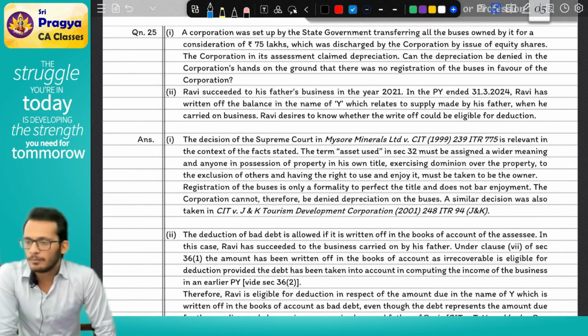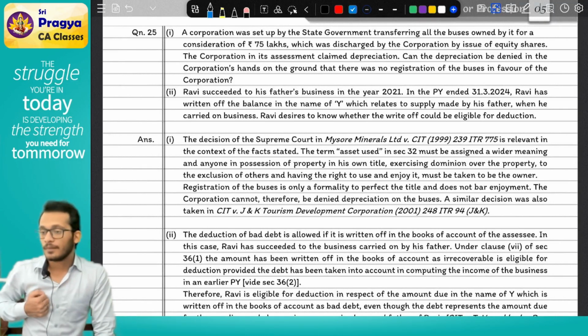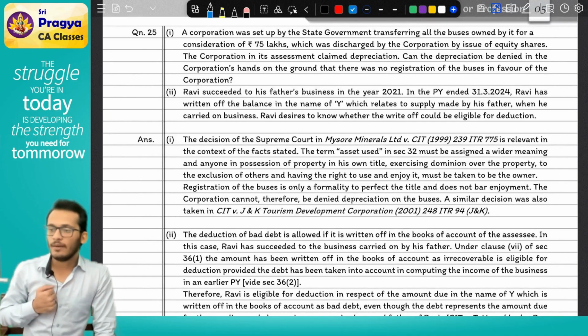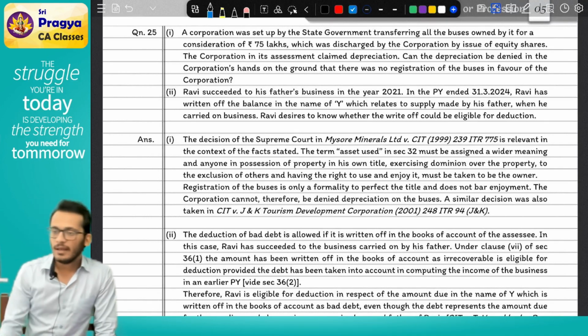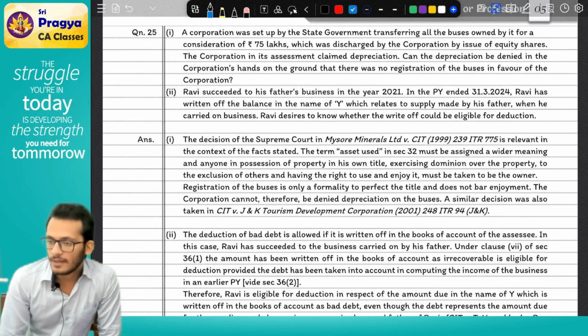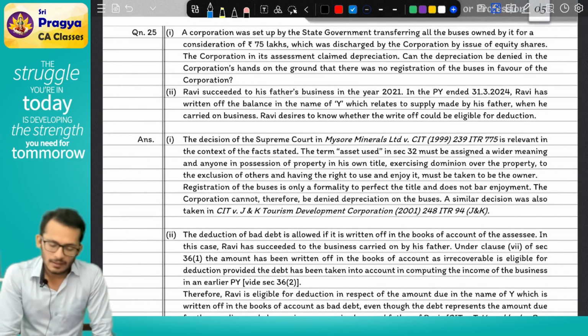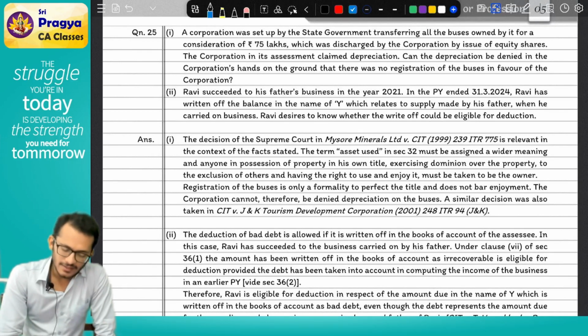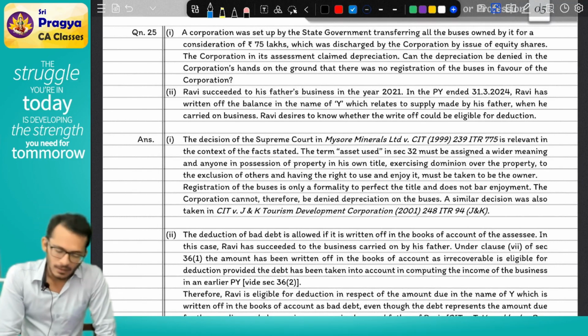Understand, title is not important. If I have the ownership, I have the dominance of the asset, I can prevent someone else from using the asset and I can take a decision on the asset, then I am the owner of the asset. Registration of the buses is only a formality to perfect the title and does not bar enjoyment. The corporation therefore cannot be denied the depreciation on the buses.